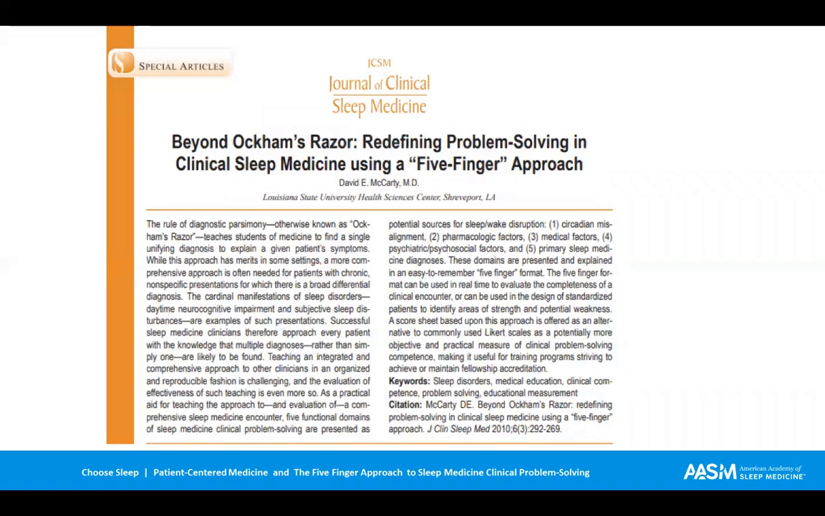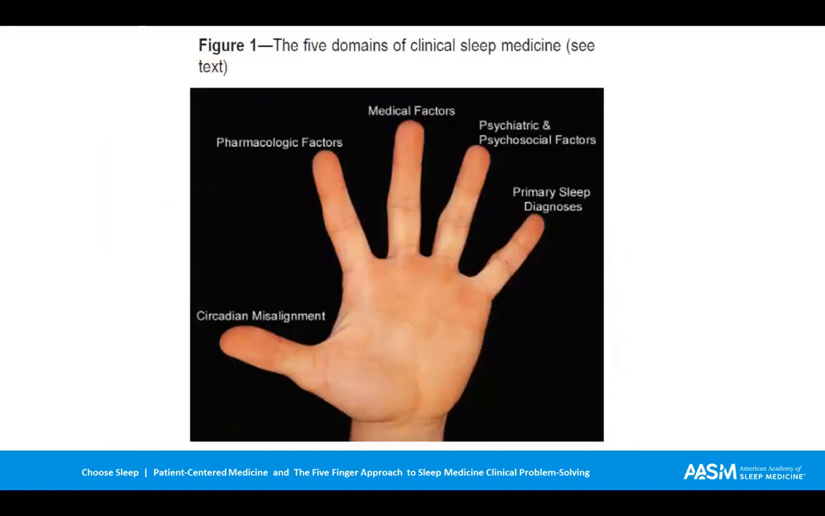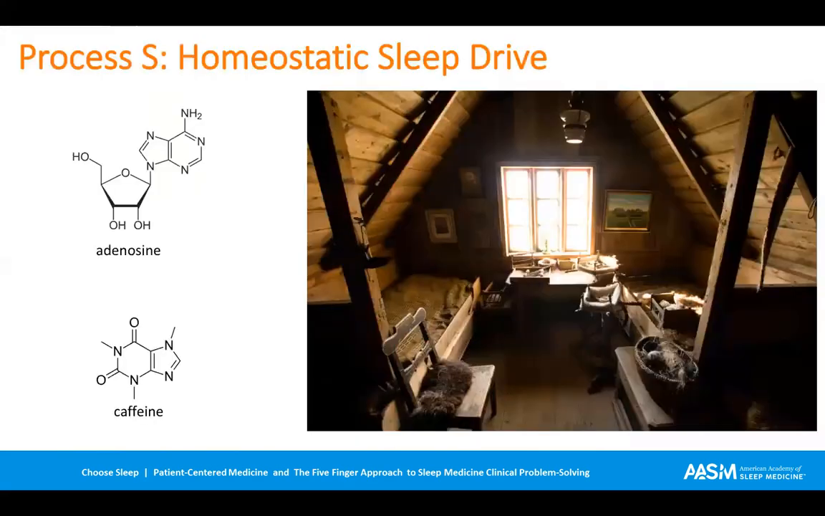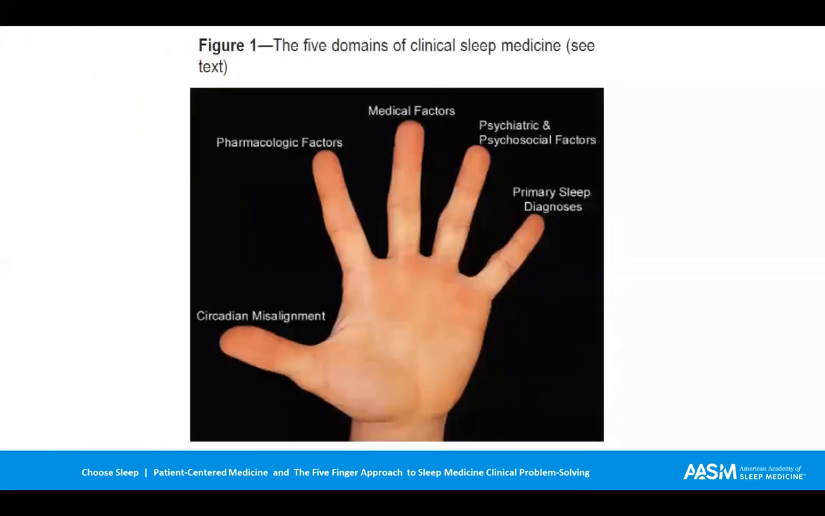So my Five Finger approach is as follows. First finger is circadian misalignment. Second finger is pharmacologic factors. Third is medical factors. Fourth is psychiatric and psychosocial factors. And the fifth are primary sleep diagnoses. And I'm going to take each one of these in turn. So first, let's talk about the thumb. I'll go back one. Circadian misalignment.